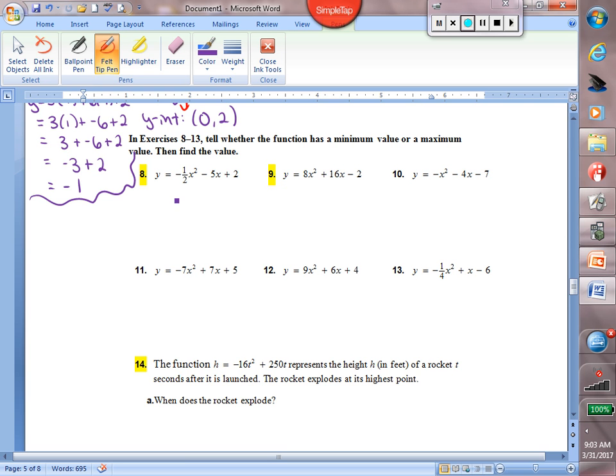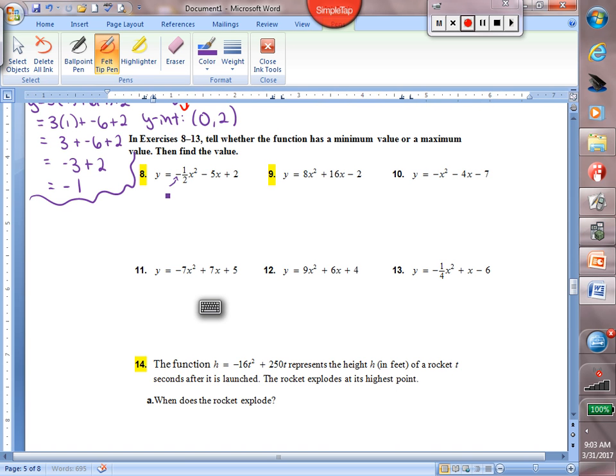So let's take a look at number 8. Let's start off with the idea though, is it going to open up or is it going to open down? Here's my squared term. The number in front of it is negative. So this graph is going to reflect, which means it's going to open down. If it opens down, that means our vertex is going to be the highest point, which means we will have a maximum value. Now, how do we actually find that maximum value?